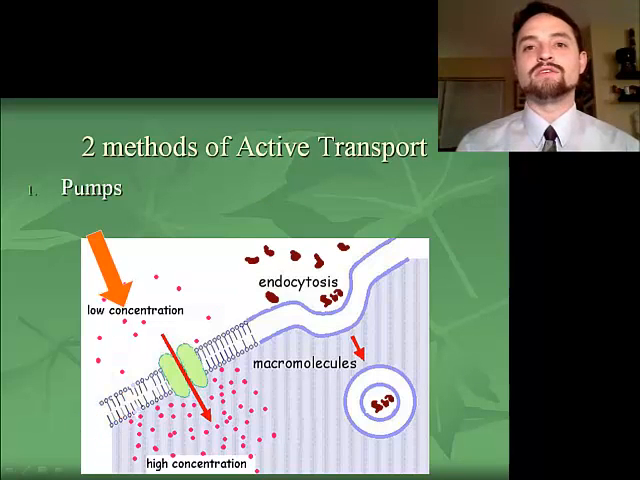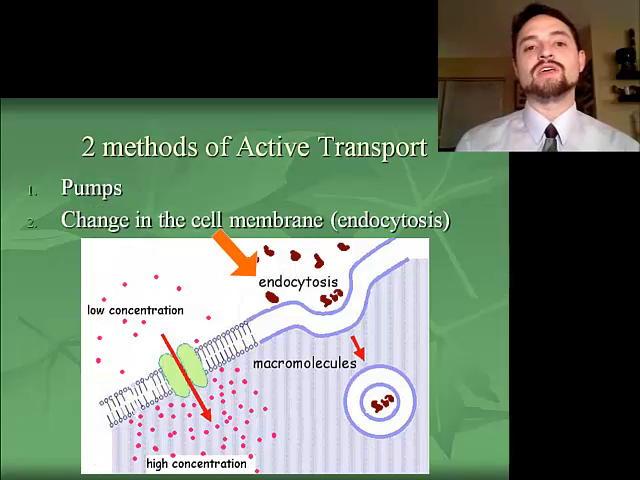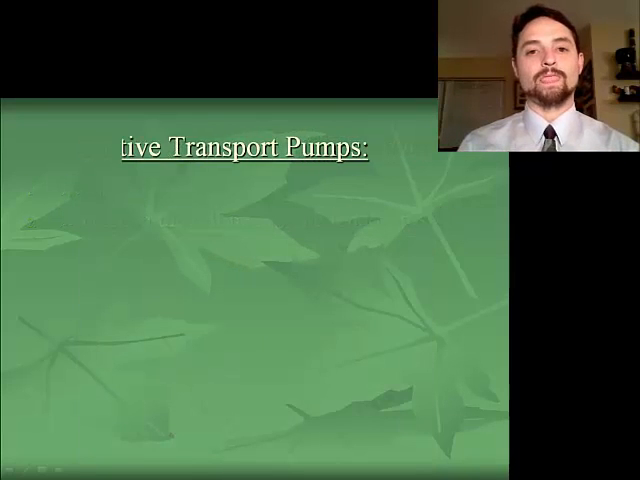There are two main methods of active transport. The first is pumps. So anytime you see a protein that's in a membrane, it's referred to as a pump. You know that it's active transport. The second is a change in the cellular membrane, and this is through the process right here on the screen, endocytosis, and it's a process in which a cell will engulf things in its environment.